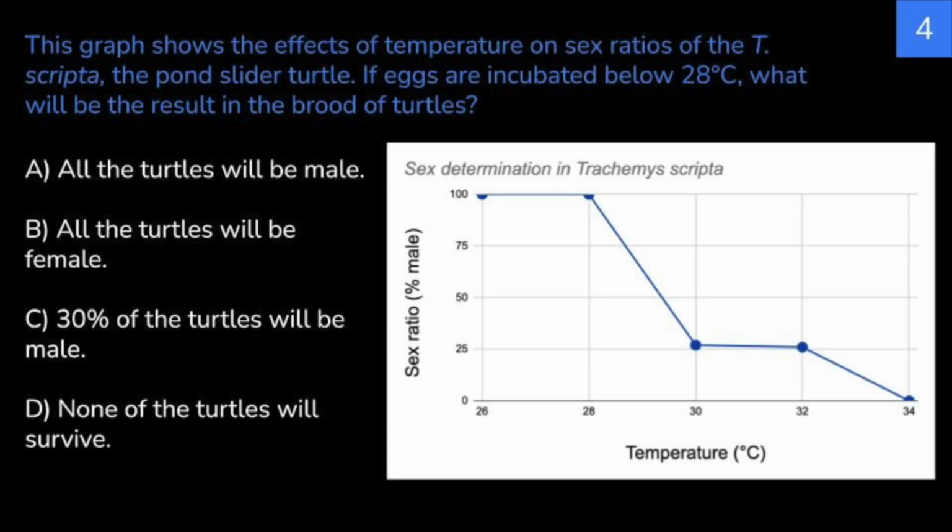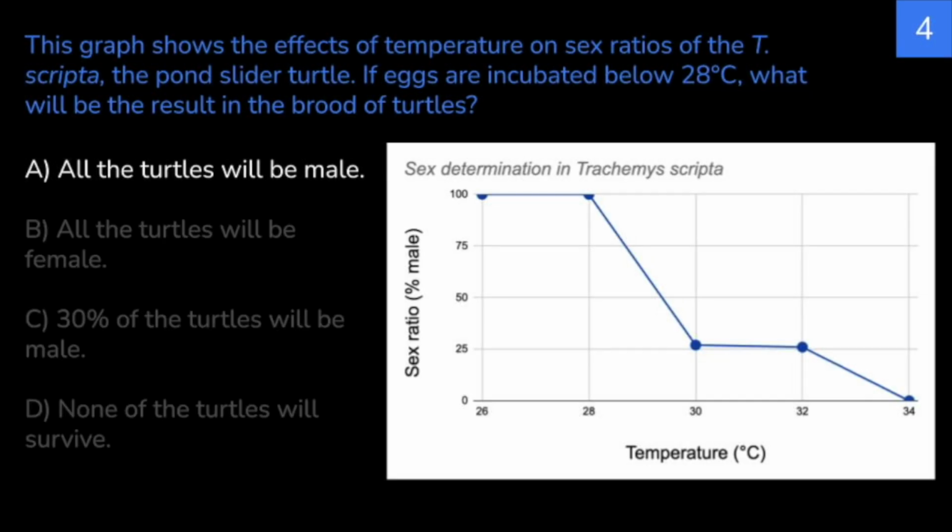Correct answer is A, all the turtles will be male. So we can see from the graph that at 28 degrees or below, we have 100% male turtles coming up from this environmental condition. But temperature will have an effect on the expression of some of those genes and the resulting hormones to determine the sex of the different turtles.